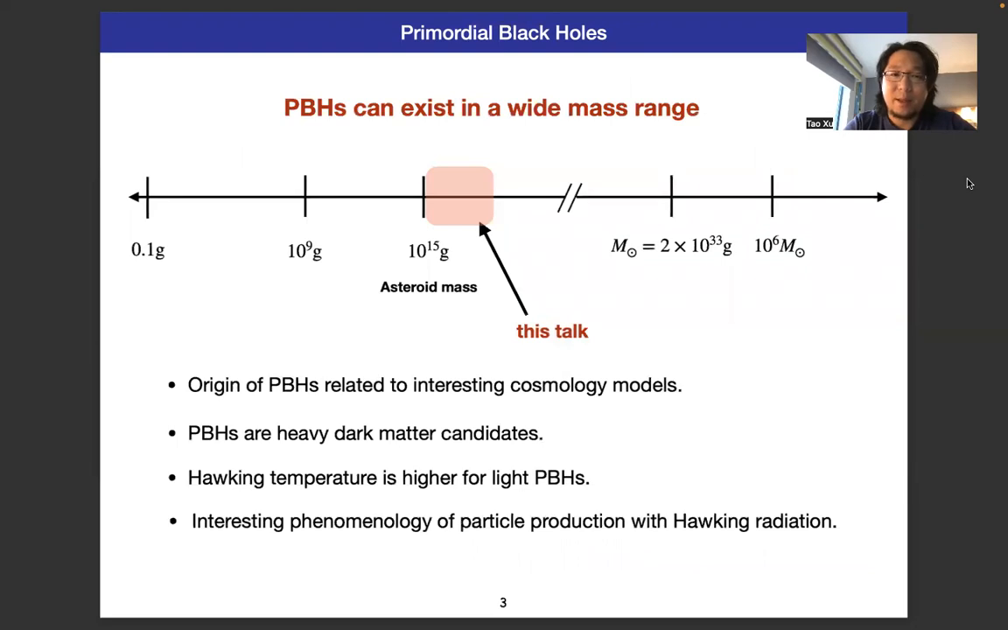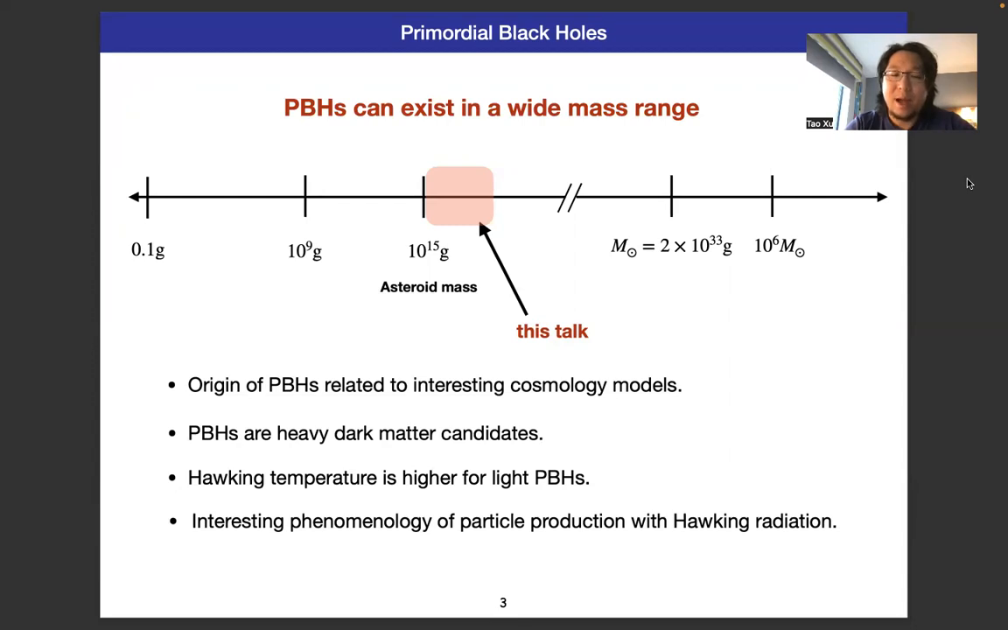Primordial black holes can exist in a wide mass range, and this depends on their formation mechanism. In this talk, I'll focus on the black hole mass around 10^15 grams. This is the asteroid-mass window for primordial black holes. In general, the origin of primordial black holes is related to interesting cosmological models, and primordial black holes can become heavy dark matter candidates if they are stable.